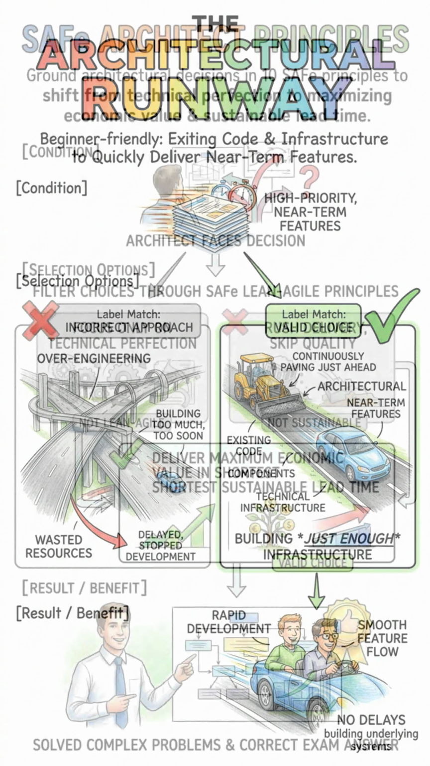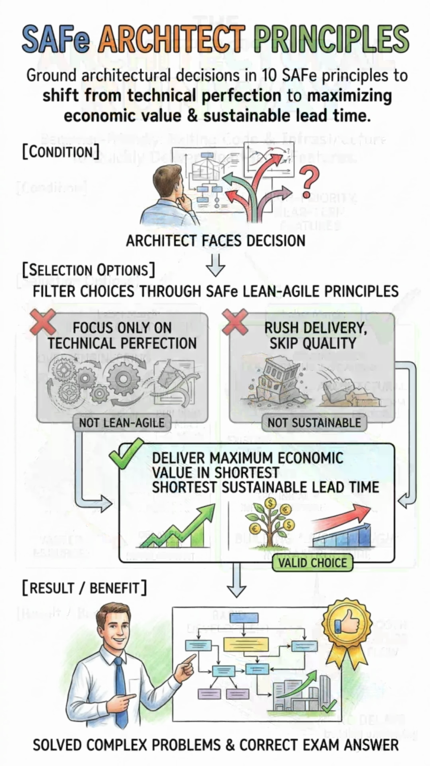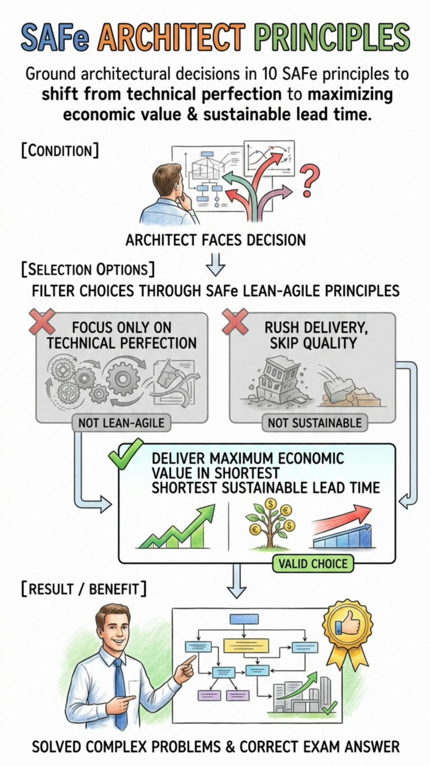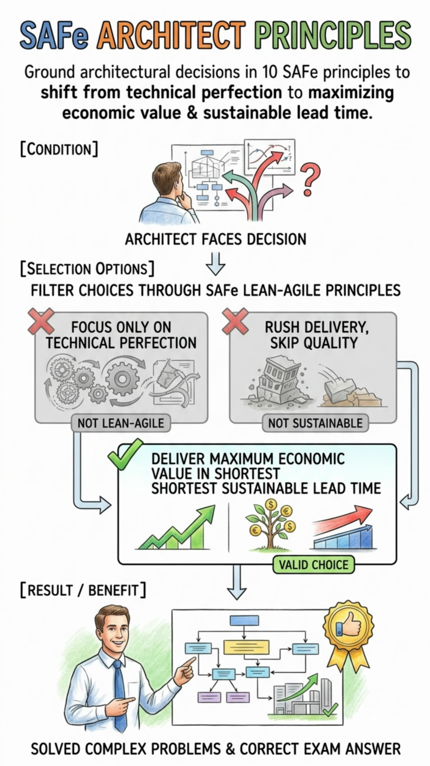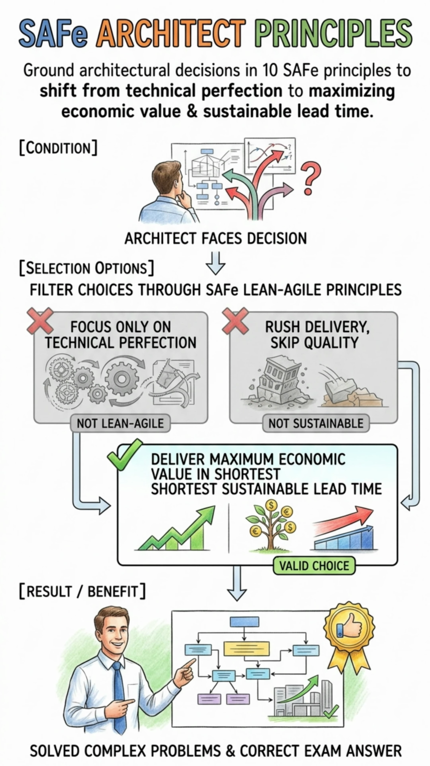Your decisions as an architect must always be grounded in the 10 SAFe lean agile principles. These principles are not just theoretical ideas, but highly practical tools that help you solve complex technical problems daily. They shift your mindset from focusing purely on technical perfection to focusing on delivering maximum economic value in the shortest sustainable lead time. Whenever you face a difficult exam question, filtering your choices through these 10 principles will often point you directly to the correct answer.